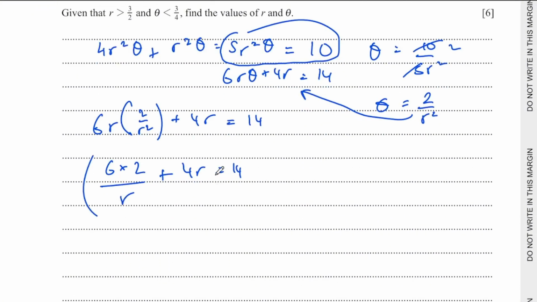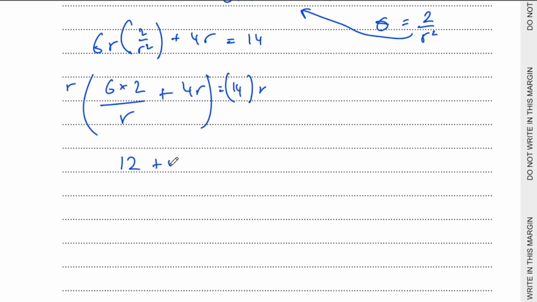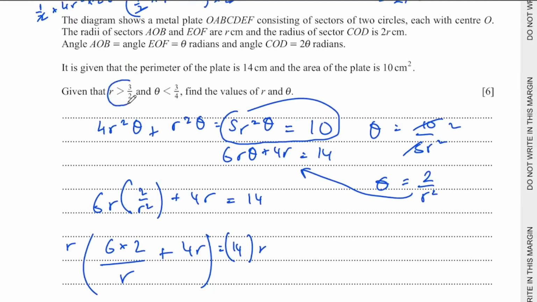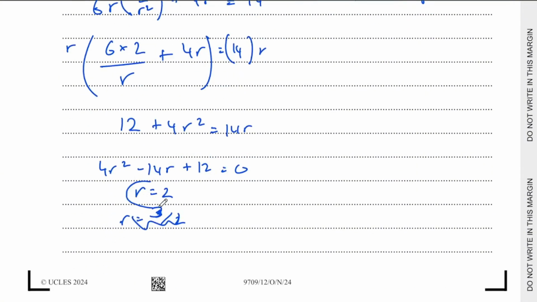And then we can just multiply by r both sides, and we're going to get 12 plus 4r squared equals 14r, and that's just a quadratic equation. So 4r squared minus 14r plus 12 equals 0, and we can solve for r here. And our 2 values of r are going to be r equals 2 and r equals 3 over 2. Okay, and from that we can find what our r will actually be. So he said that r is greater than 3 over 2, which means it can't be 3 over 2, and so r is going to be equal to 2.